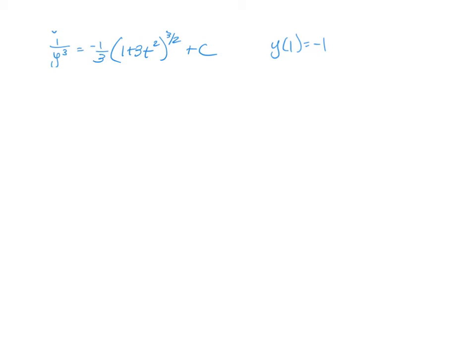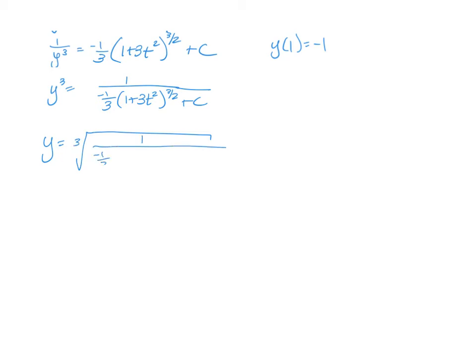I rewrote the initial condition that was given. So I'm trying to solve this for y. So I'm going to cross multiply here, and I'm going to get y cubed equals 1 over negative 1/3 times 1 plus 3t squared to the 3/2 plus c. And now I just cube root both sides. So y equals the cube root of 1 over negative 1/3, 1 plus 3t squared to the 3/2 plus c.